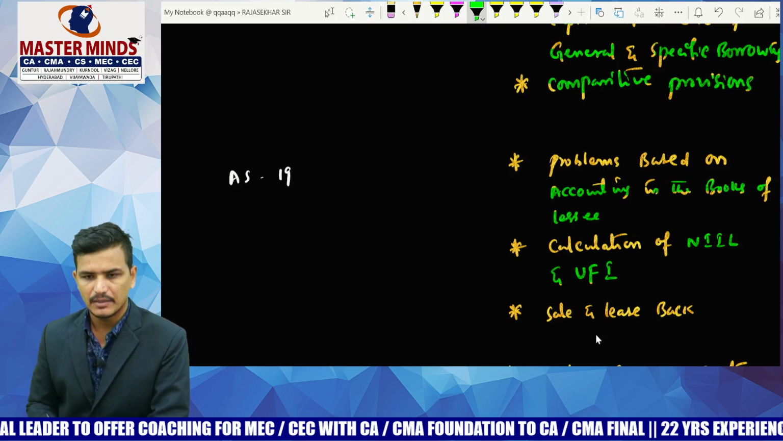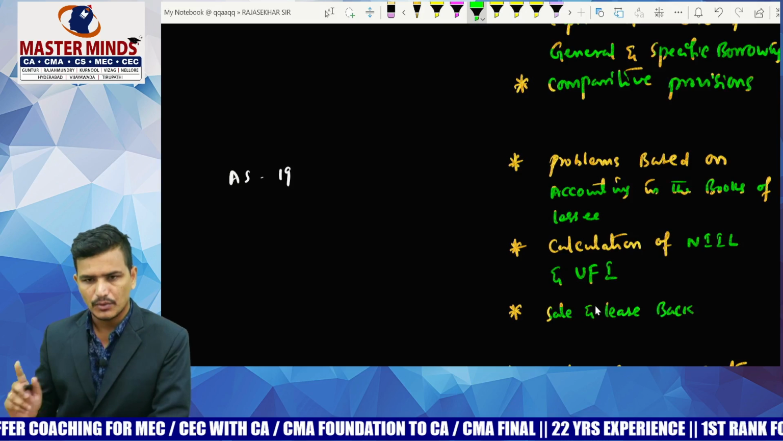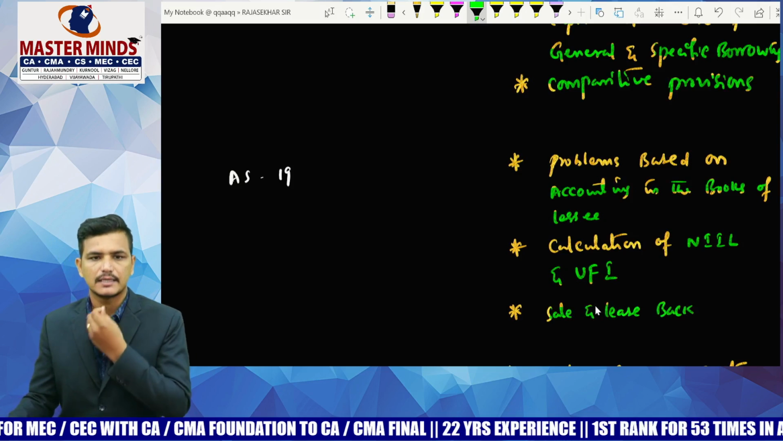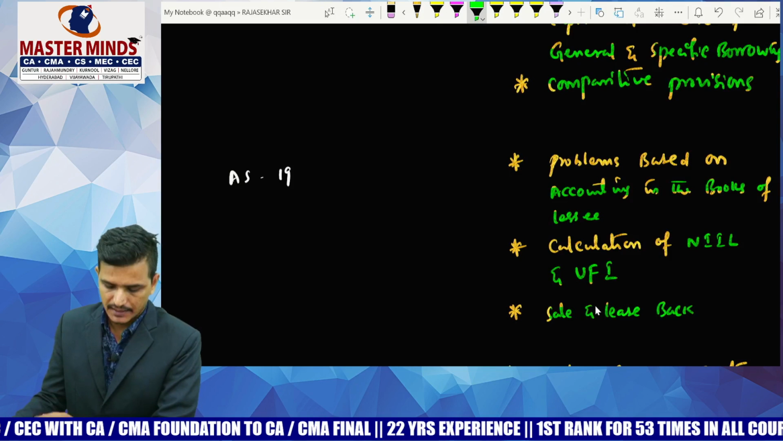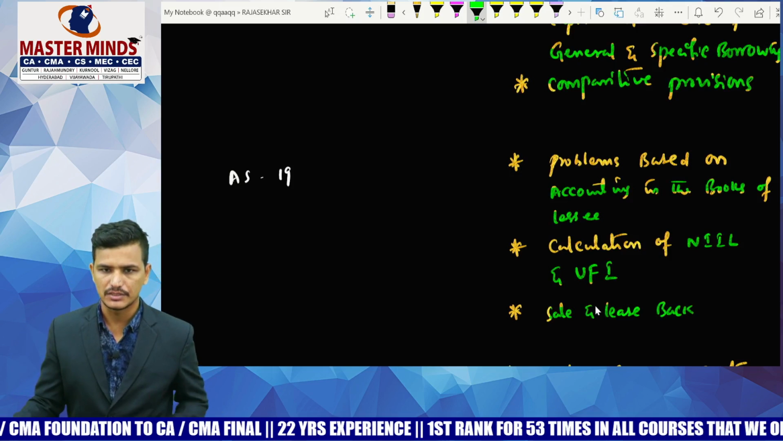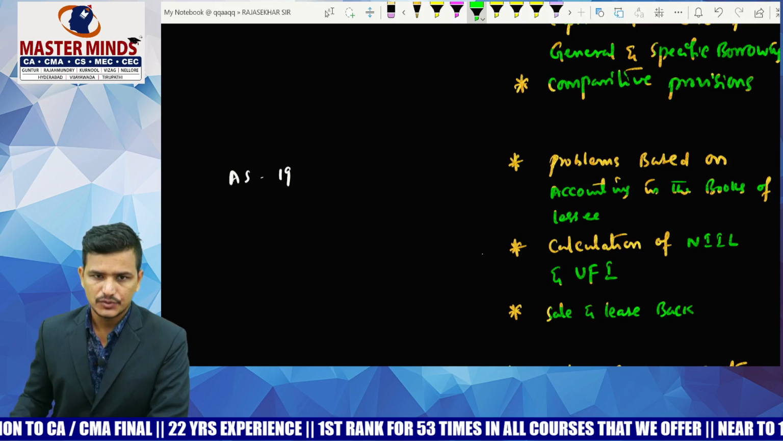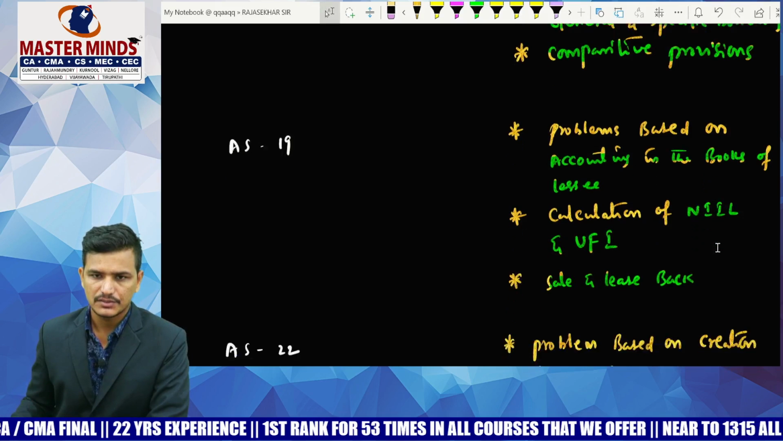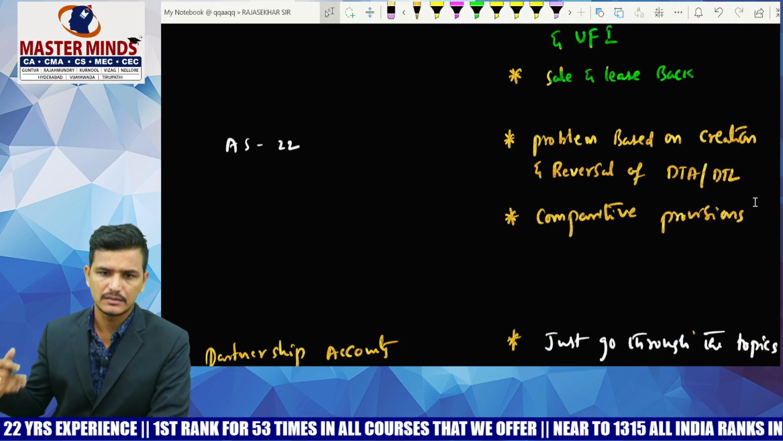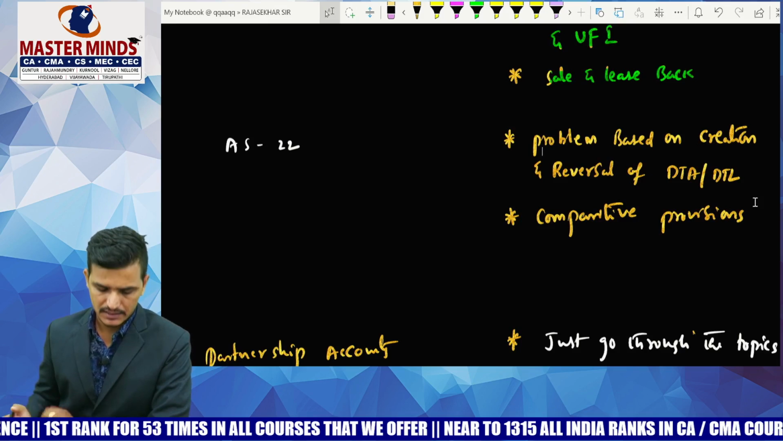And rarely they will test a question from sale and leaseback. Just go through the one problem which is based on the sale and leaseback transaction also. So these are the areas that we should cover in case of AS 19. And in case of AS 19, we are not having any comparative provisions. So just go through the problem areas only. Actually, some comparative provisions are there, but that kind of question was not given in the study material, so it will not be tested in the exam.